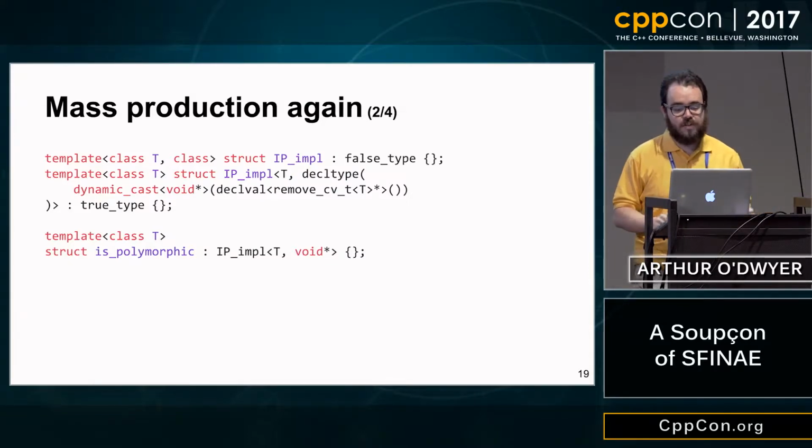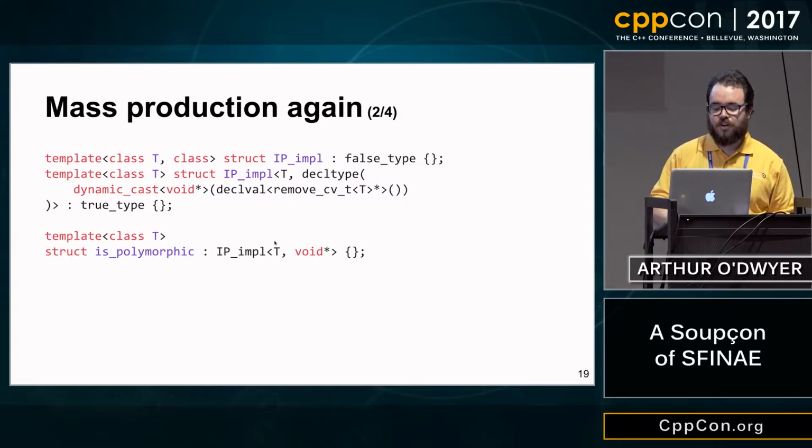Let's see. And in this case, you'll notice I'm using void star and void star because I already know it's going to work. I'm casting it to void star. I don't need to go further than cast it to void.